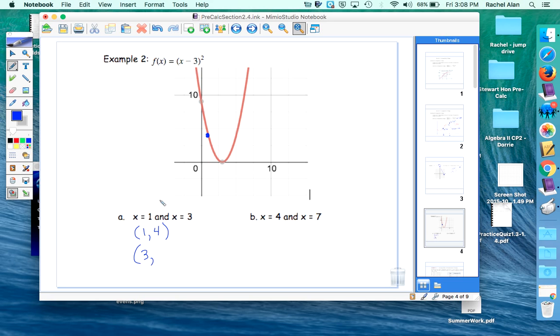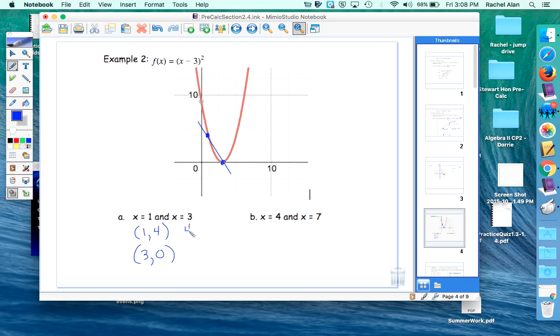Okay, and then when x is 3, f of 3 is 0. So I have this point right here. The secant line connecting those two looks like this. So when we find the slope between these 2 points, it should be a negative slope because, as you can see, the secant line has a negative slope.